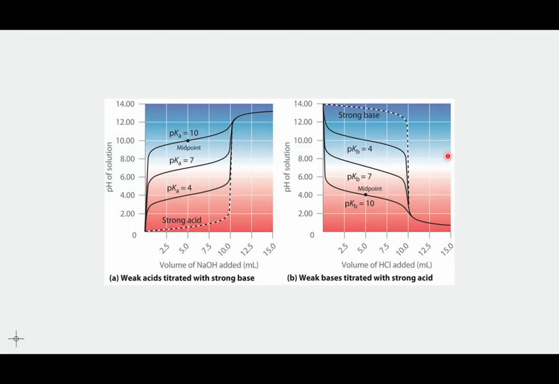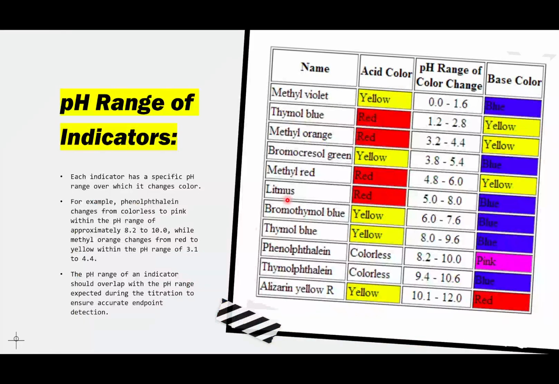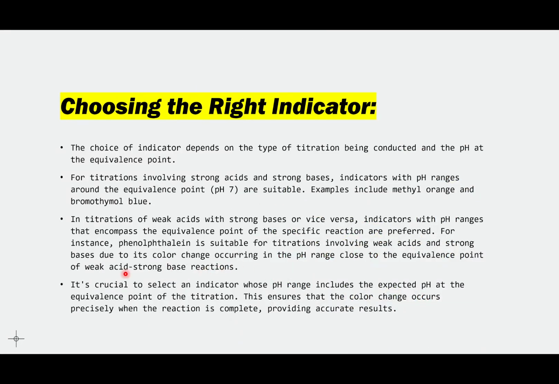So if we look at weak acid strong base, right? The equivalence point for the weak acid strong base is somewhat within this lower region, right? So phenolphthalein really operates in that region. Wait, it says weak acid strong base. Yeah. All right. So it's based on where your equivalence point is really. It's crucial to select an indicator whose pH range includes the expected pH at the equivalence point of the titration. This ensures that the color change occurs precisely when the reaction is complete, right?